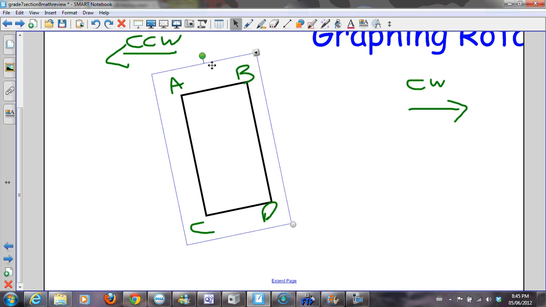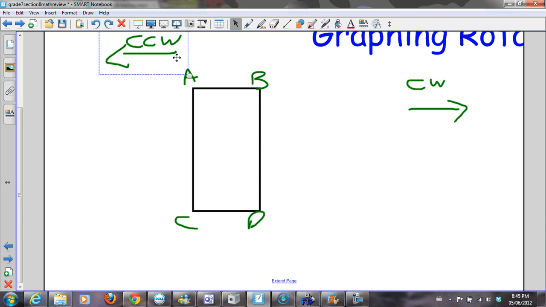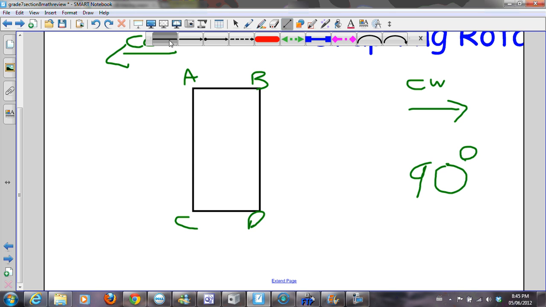Okay? Now, you might also be told in degrees. For example, you might be told 90 degrees. Now, if I were to take a line and put it here like this.